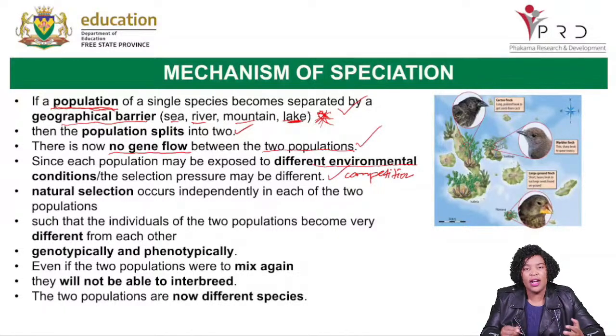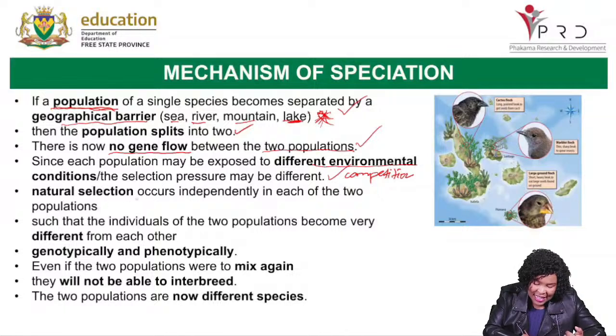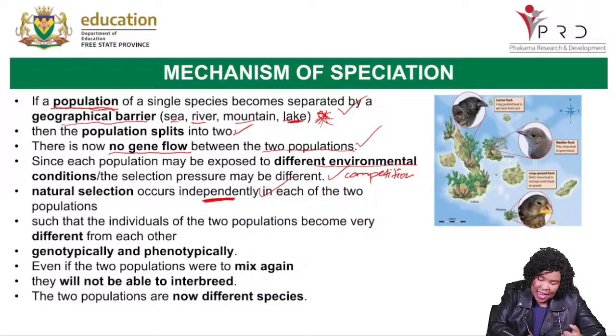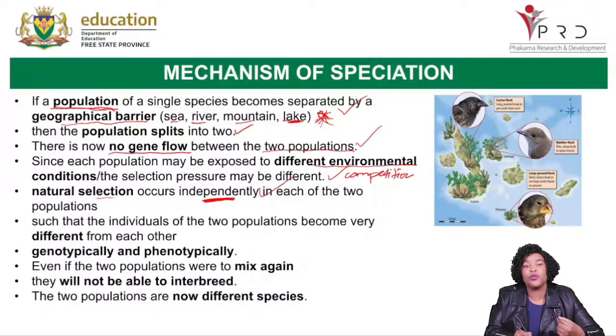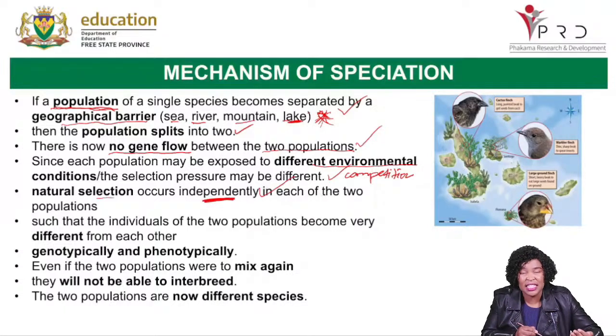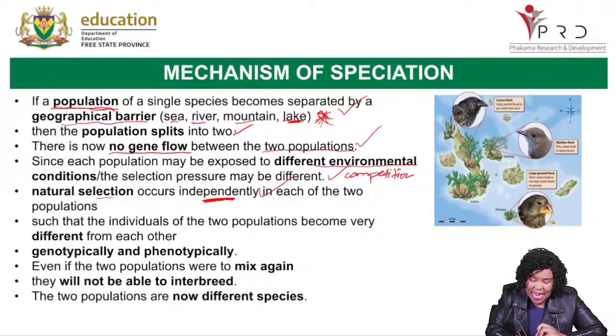Because organisms are exposed to different environmental conditions, the selection pressure may be different. Natural selection is going to occur how? Independently in the two populations. Very important. So you are going to say natural selection. Remember, we've discussed what natural selection is, so there's no need for you here to explain what natural selection is. You just need to tell us that natural selection is going to occur how?